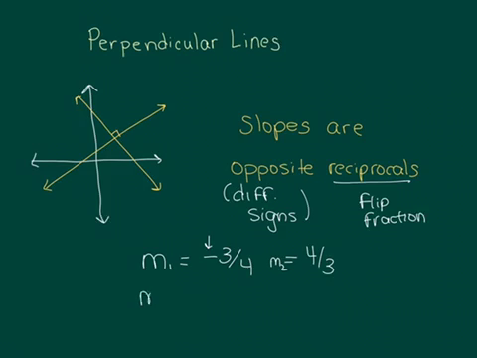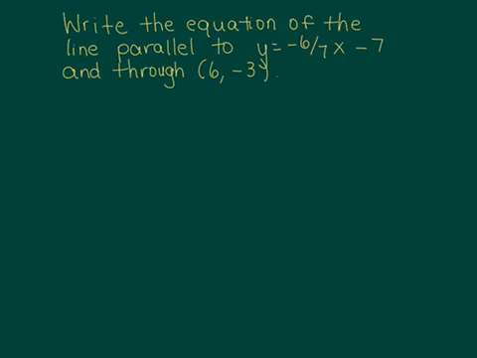So another example, if our first line has a slope of 4, remember we can think about that as 4/1 if we want, then the second line will have a slope of -1/4. So we flip that fraction and we change the sign.